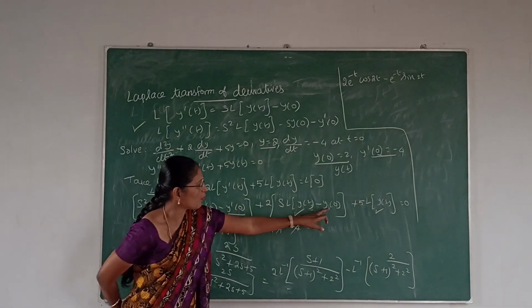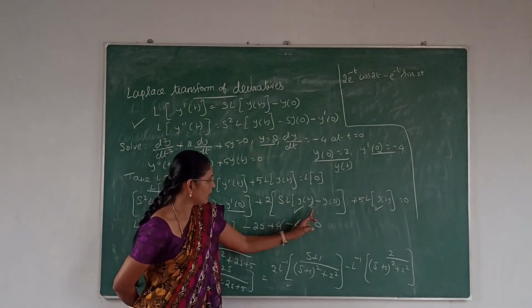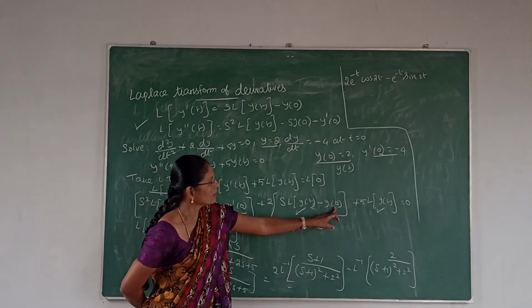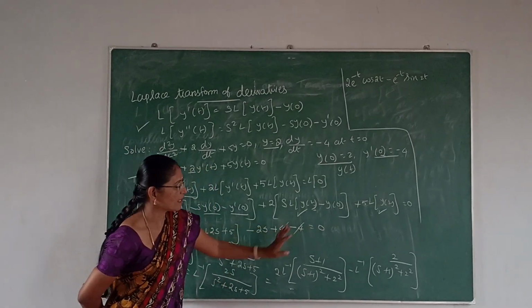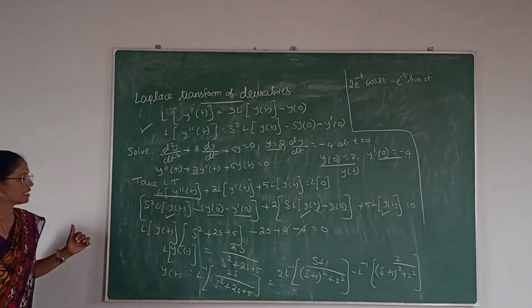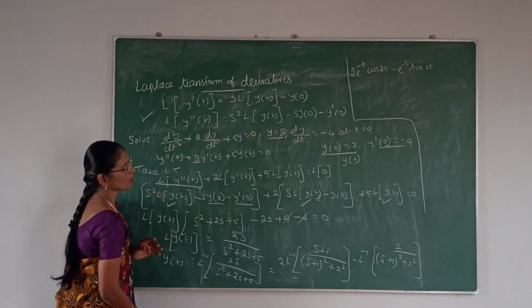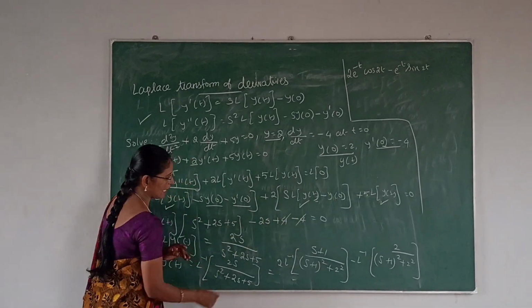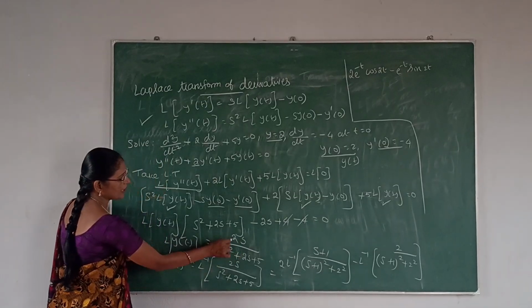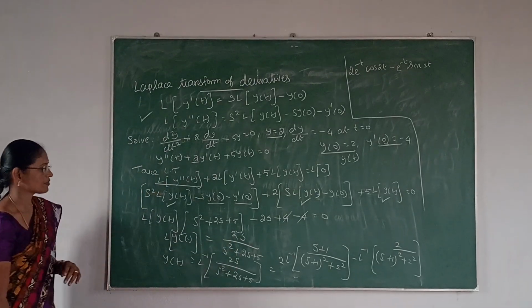For the remaining term, y of 0 is 2, so minus 2s, and 2 into the value 2 gives 4. On the right hand side we have 0. Then keep L of y of t on one side and the remaining terms on the other side. These 4 get cancelled, leaving 2s divided by s square plus 2s plus 5.